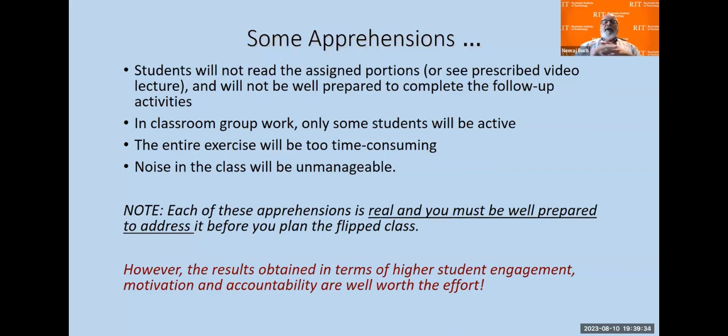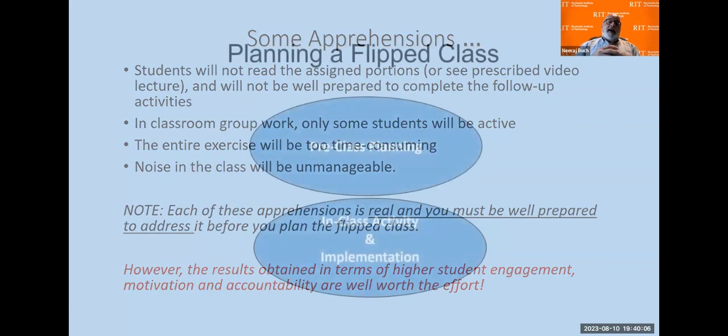apprehensions, but it is incumbent on the instructor to plan these exercises. You really cannot walk into a class and then say, today I'm going to do flipped classroom. If you haven't planned all these, then all these apprehensions, or some of these apprehensions, will come true. So the more you plan, the more you practice this, the better you're going to become in alleviating or reducing some of these apprehensions.